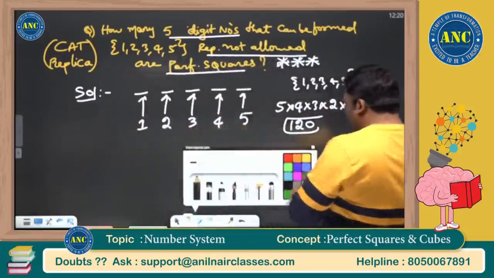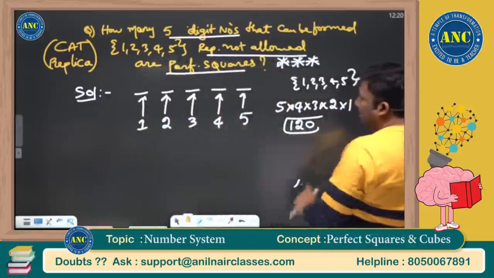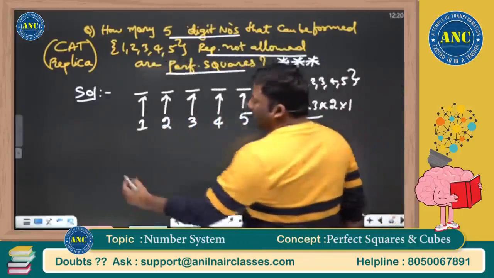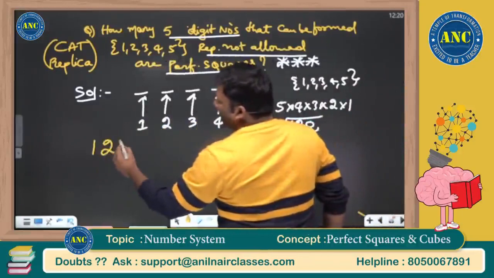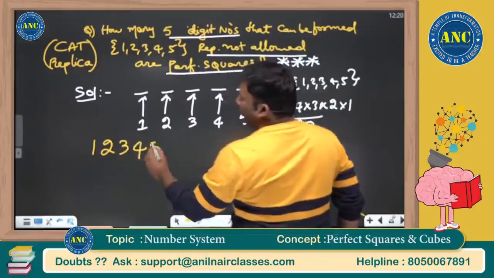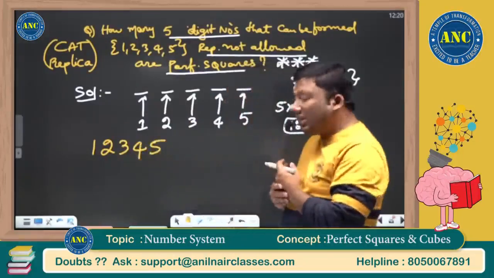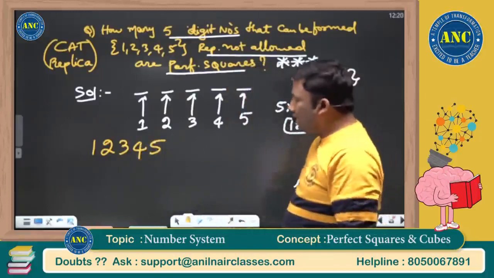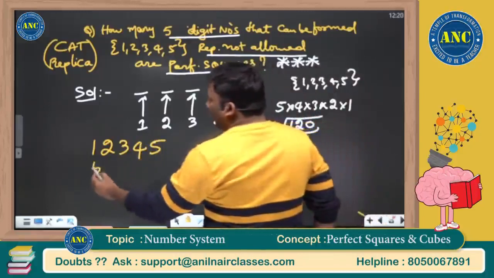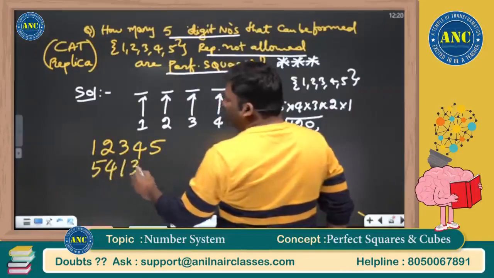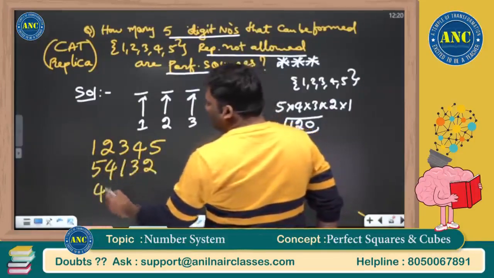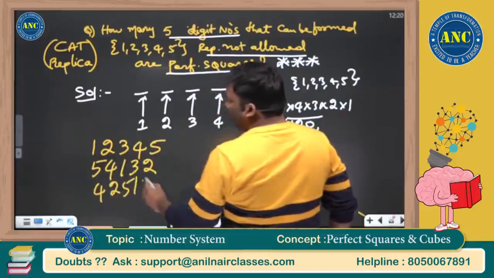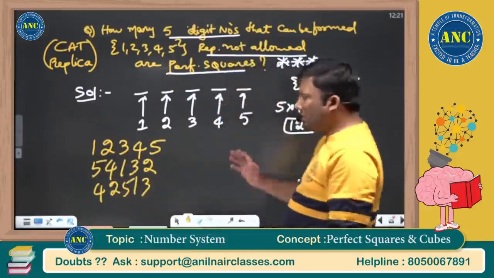Very good question. Students who think logically will get this answer very fast. Can I say one number will be like this? 1, 2, 3, 4, 5. Is there any digit that is repeated? No. All the 5 digits are used. A number can also be like this: 5, 4, 1, 3, 2. A number can also be like this: 4, 2, 5, 1, 3. It can be any such number.